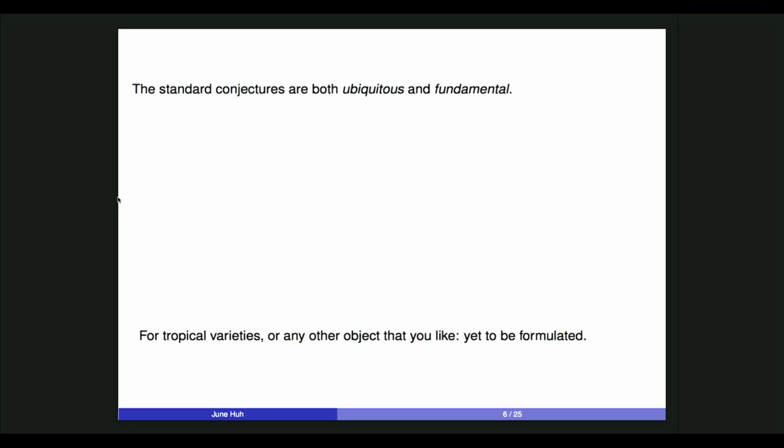And concerning my favorite objects, tropical varieties, in full generality, we are not yet sure how to formulate the statements that are supposed to be proved. But I'm sure there are many, many more Hard-Lefschetz theorems out there waiting to be discovered.